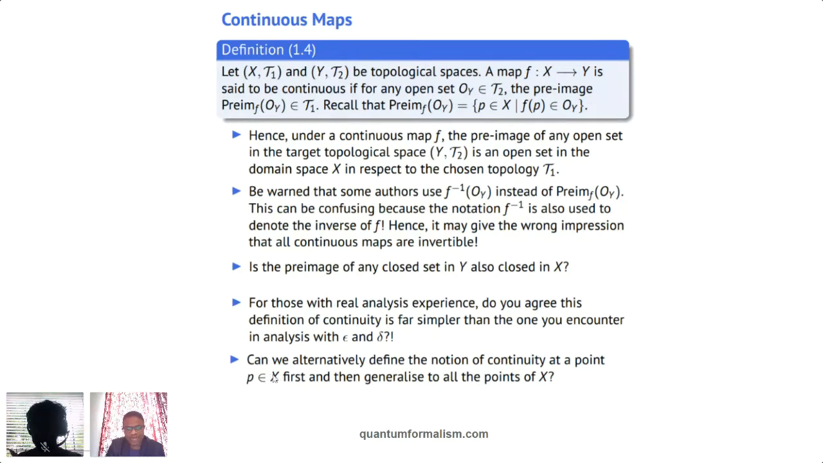Now, for most of you that are coming from analysis, this is how the notion of continuity normally goes. You say F is continuous at point P when it satisfies such and such, and then you say F is continuous if it's continuous at every point P. The question is, instead of this abstract definition through the open sets directly, could we start by defining continuity at a point P, and then generalize it to the entire space? Yes, the answer is yes. And here's the way you do that.